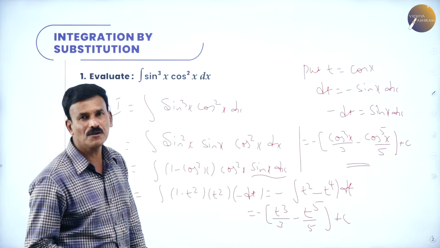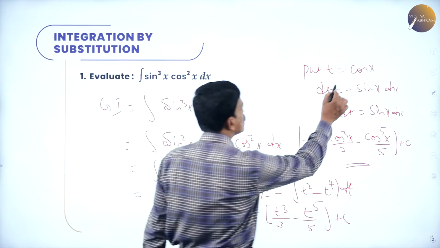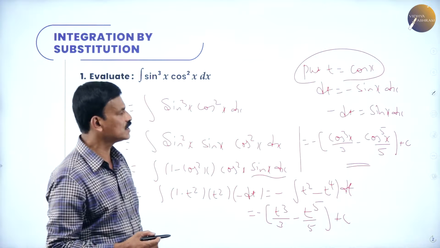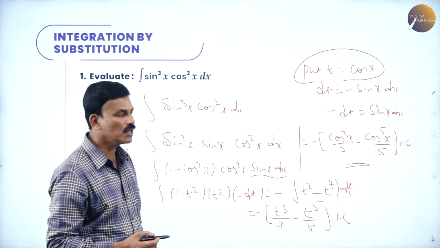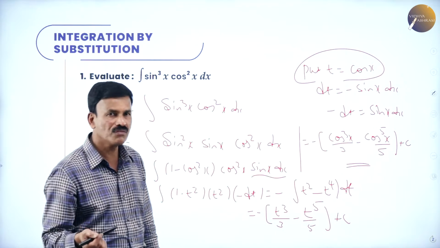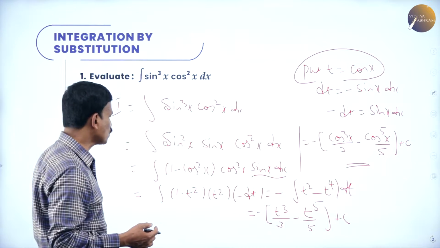Now substitute the value of t. What is t we have taken? t is equal to cos x. So therefore this is cos cube x by 3 minus cos to the power of 5 x by 5 plus c along with negative sign. That's it. Hope you followed. Now let us come to the next problem.